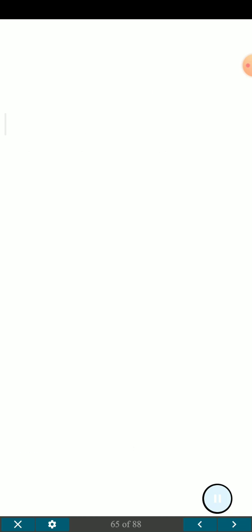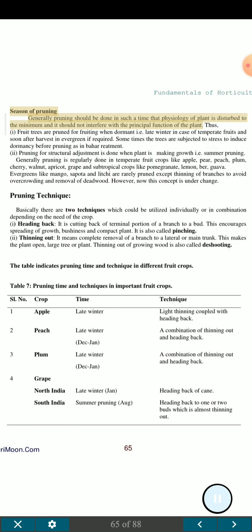Season of pruning. Generally, pruning should be done in such a time that physiology of plant is disturbed to the minimum and it should not interfere with the principal function of the plant. Thus, fruit trees are pruned for fruiting when dormant, i.e. late winter in case of temperate fruits, and soon after harvest in evergreen if required. Sometimes the trees are subjected to stress to induce dormancy before pruning, as in Bahar treatment. Pruning for structural adjustment is done when plant is making growth, i.e. summer pruning.